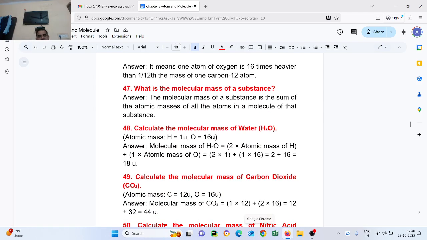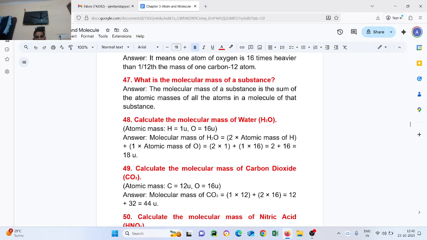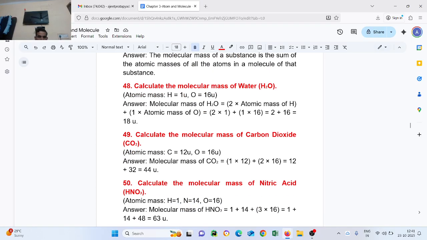Question number 49. Calculate the mass of carbon dioxide. The atomic mass of carbon is 12 u, oxygen is 16 u. Answer: Molecular mass of carbon dioxide is equal to 1 multiplied by 12 plus 2 multiplied by 16, equal to 12 plus 32, equal to 44 u.